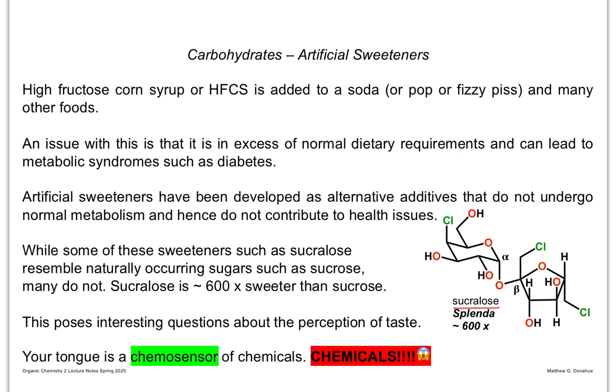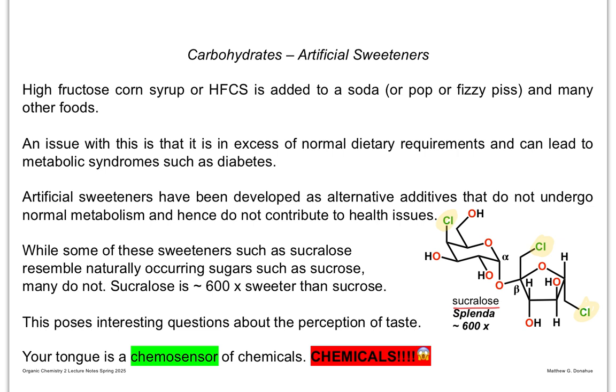So I'll highlight here in yellow. You've taken some of these OH groups and just substituted them for chlorine. So your typical SN2 type reaction. And so that poses an interesting question about the perception of taste. You've gone from a hydroxyl group now to a chlorine, and that's increased the sweetness quite a bit.